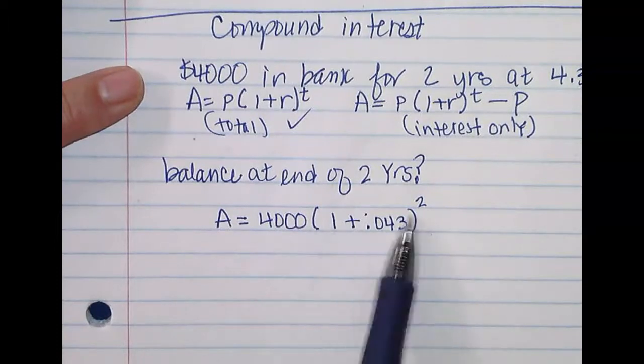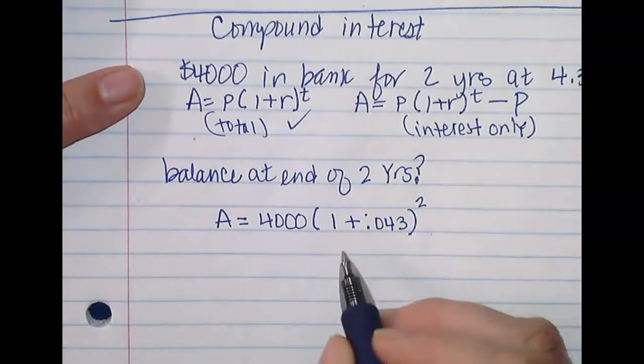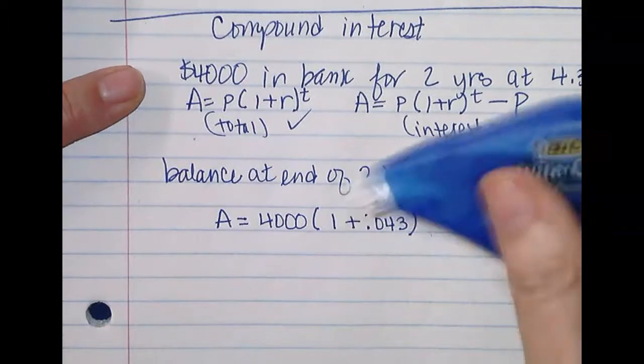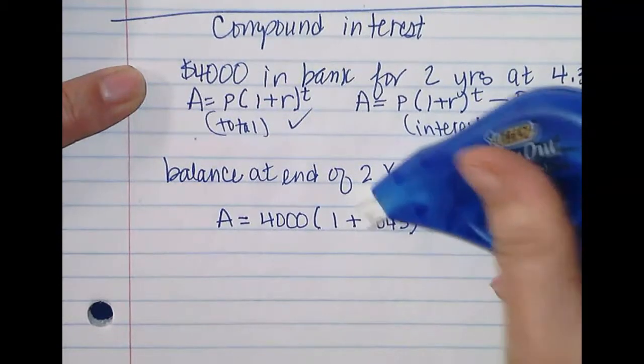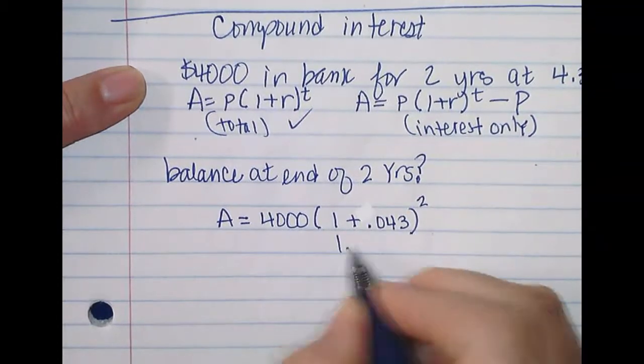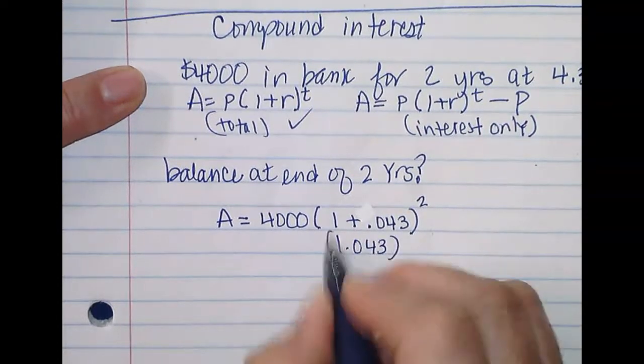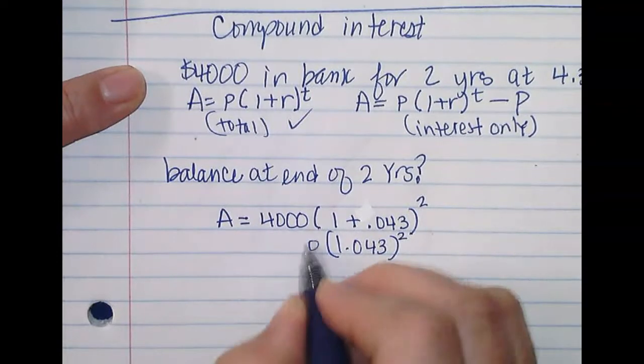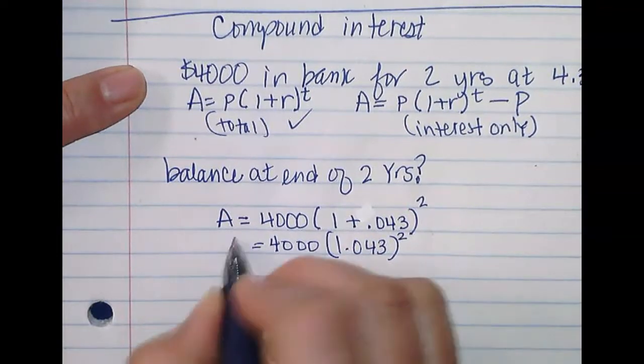So it would be really nice to have a calculator right about now too, wouldn't it? So that's 1 point, that looks like a colon. Let me fix that. Sorry. Let me try to fix that. So wouldn't that be 1.043 to the second power times 4,000?